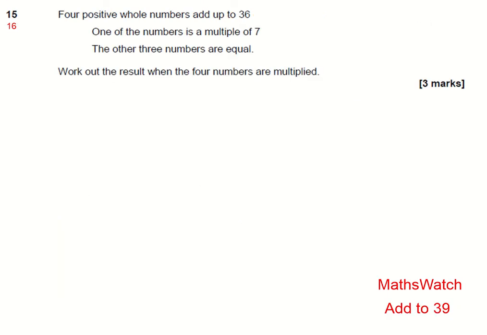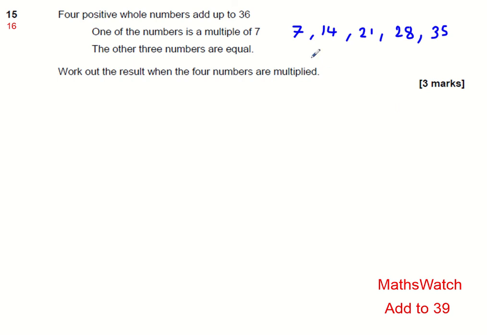Question 15. 4 positive whole numbers add up to 36. One of the numbers is a multiple of 7. The other 3 numbers are equal. Work out the result when the 4 numbers are multiplied. So the first thing we need to do is work out what the 4 numbers are. We're told that one of the numbers is a multiple of 7. Multiples are the numbers that are found within a times table. So multiples of 7 would be 7, 14, 21, 28, 35, and so on.